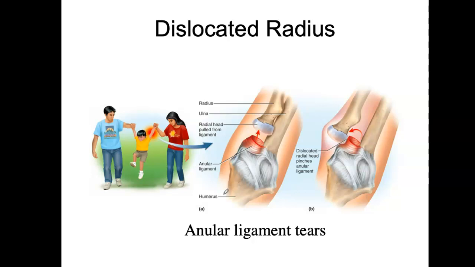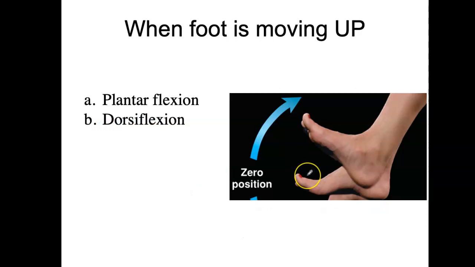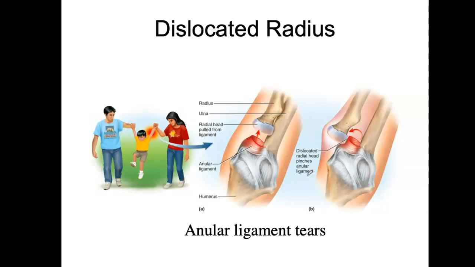Oh, I tell parents not to do this, not to fling their kids like this. Just hold them under their arms and fling them, because the radius could just pop right out of that annular ligament. And that's no fun. So it could have a slight tear in it, in that ligament, and then the radius pops out.